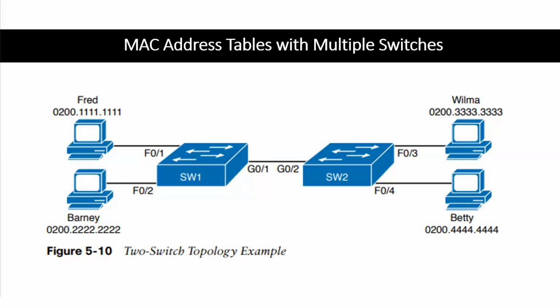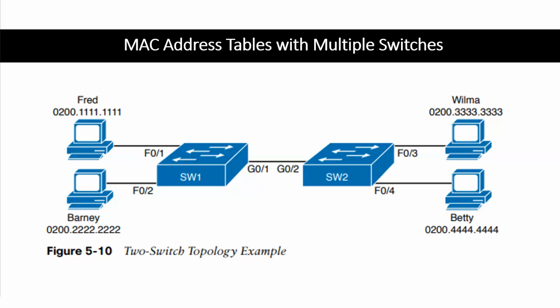Switch one knew exactly how to fulfill those two first main functions of a switch. There are three main functions in total, but since it didn't have any redundant links, it was only fulfilling those two. So it understood how to forward, how to filter, and how to send frames to their destination MAC address, how to take care of unknown unicast frames, and how to take care of known unicast frames. So now let's talk about the MAC address table with multiple switches.